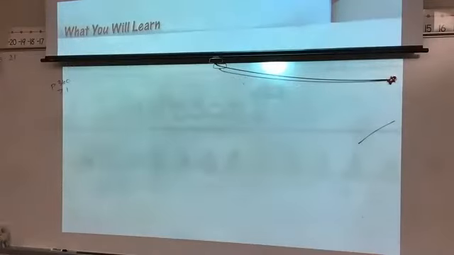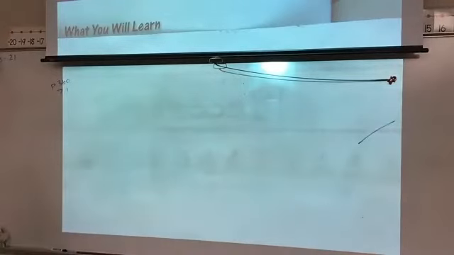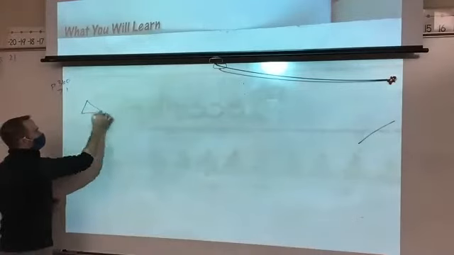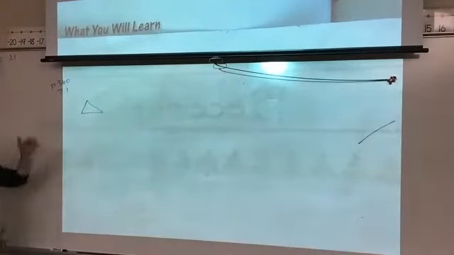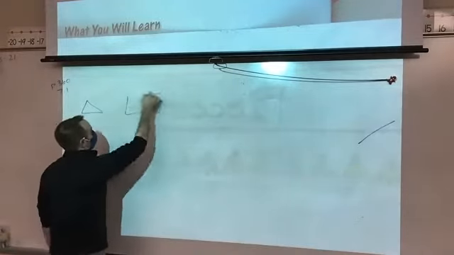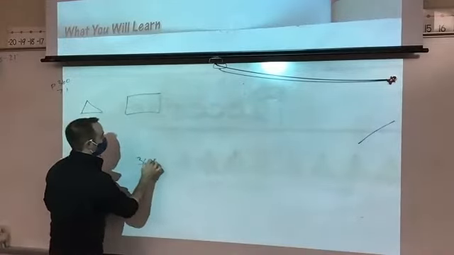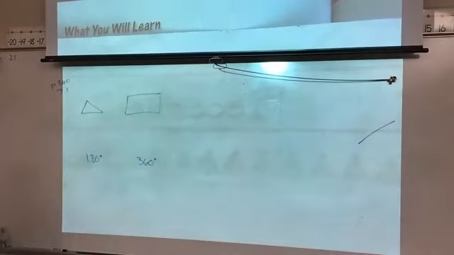Now, what we're going to talk about first, we're going to talk about the inside of these polygons first. Okay, the inside. We already know, because of triangle sum theorem, how many degrees are in a triangle? 180. Okay, 180 degrees. It's a quadrilateral, right? 4-sided figure, quadrilateral. Less than how many degrees? 360.